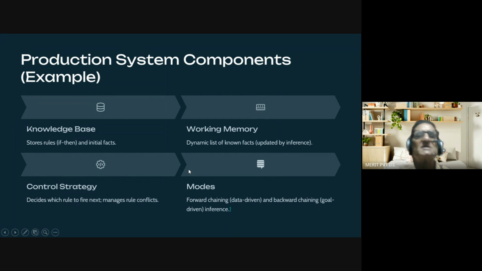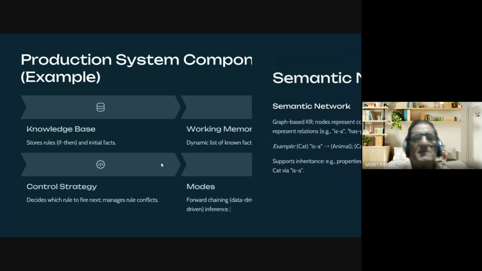These are the production system components: knowledge base, working memory, control strategy, and modes. The knowledge base stores rules, if and then, and initial facts. Working memory is a dynamic list of known facts updated by inference. The control strategy decides which rule to fire next and manages rule conflicts, because there are various rules. Forward chaining and backward chaining, again the same as we talked about: either go from the initial state to the goal, or from the possible goal to the initial state.